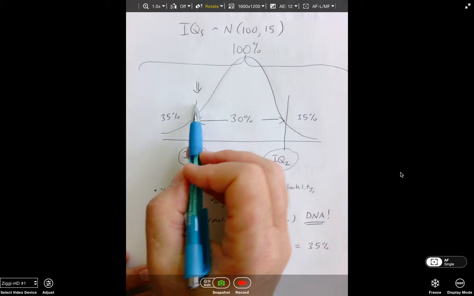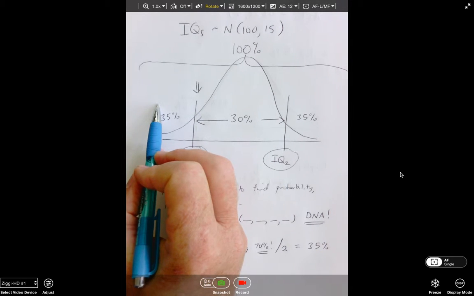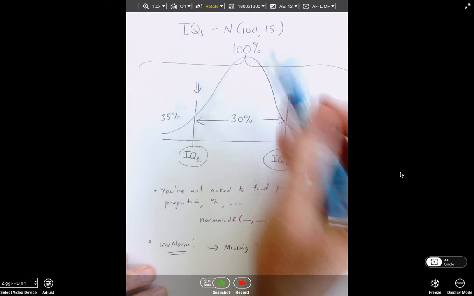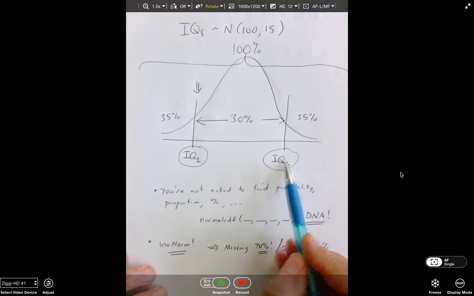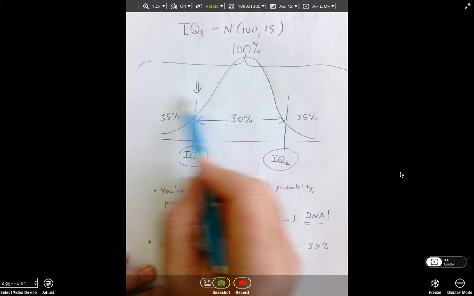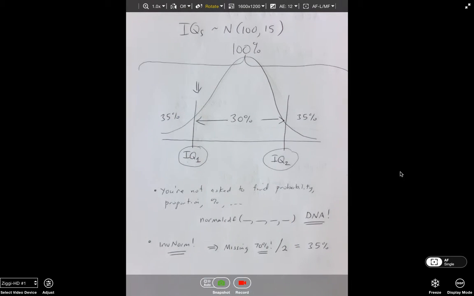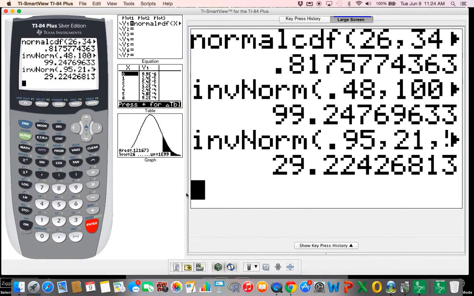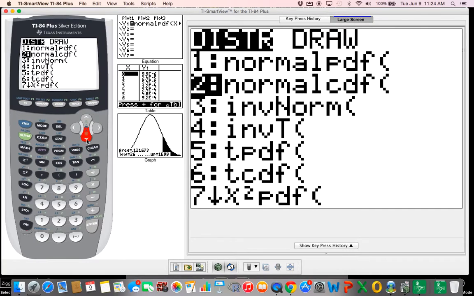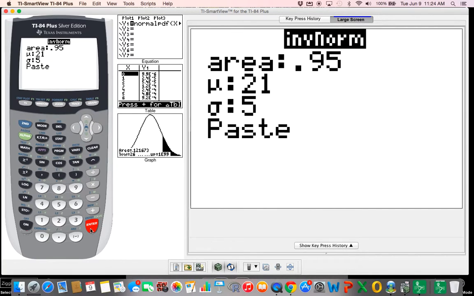Well, I'm going to look at percent below, 0.35, comma 100, comma 15. What am I going to do here? 0.30 plus 0.35, so 0.65 to get the other one. So gang, what I can do is use my calculator, go inverse norm. So I want 0.30 below, 0.35 to find the IQ1.